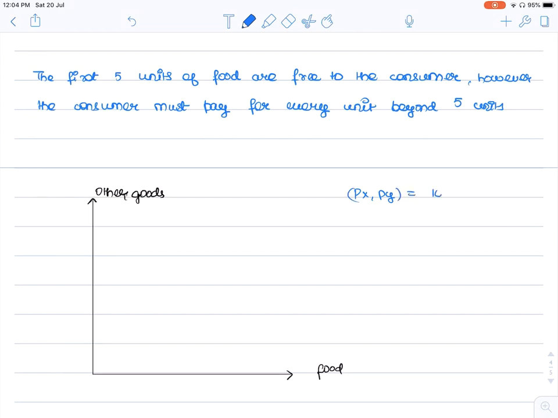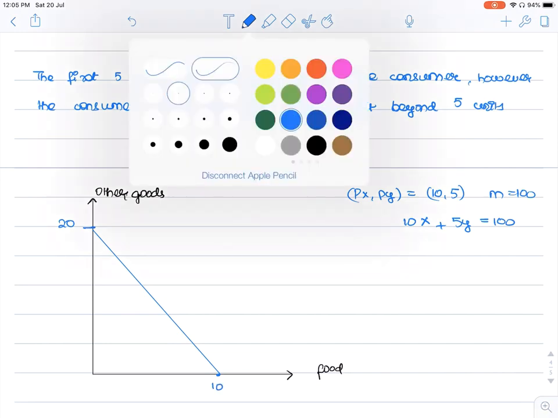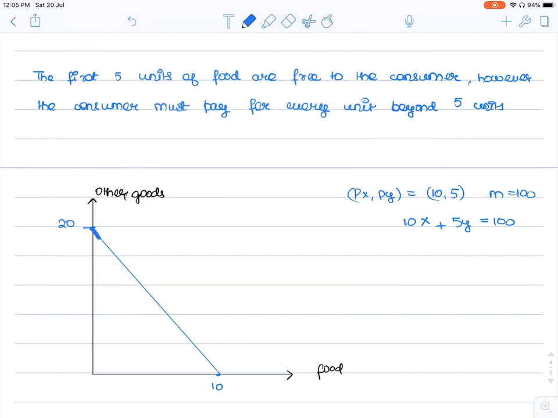So Px, Py is 10, 5. Income is 100. So the budget line becomes 10x plus 5y equals 100. Right? So when x is 0, y is 20. Vertical intercept is 20. When y is 0, x is 10. So this becomes the horizontal intercept, which is 10.